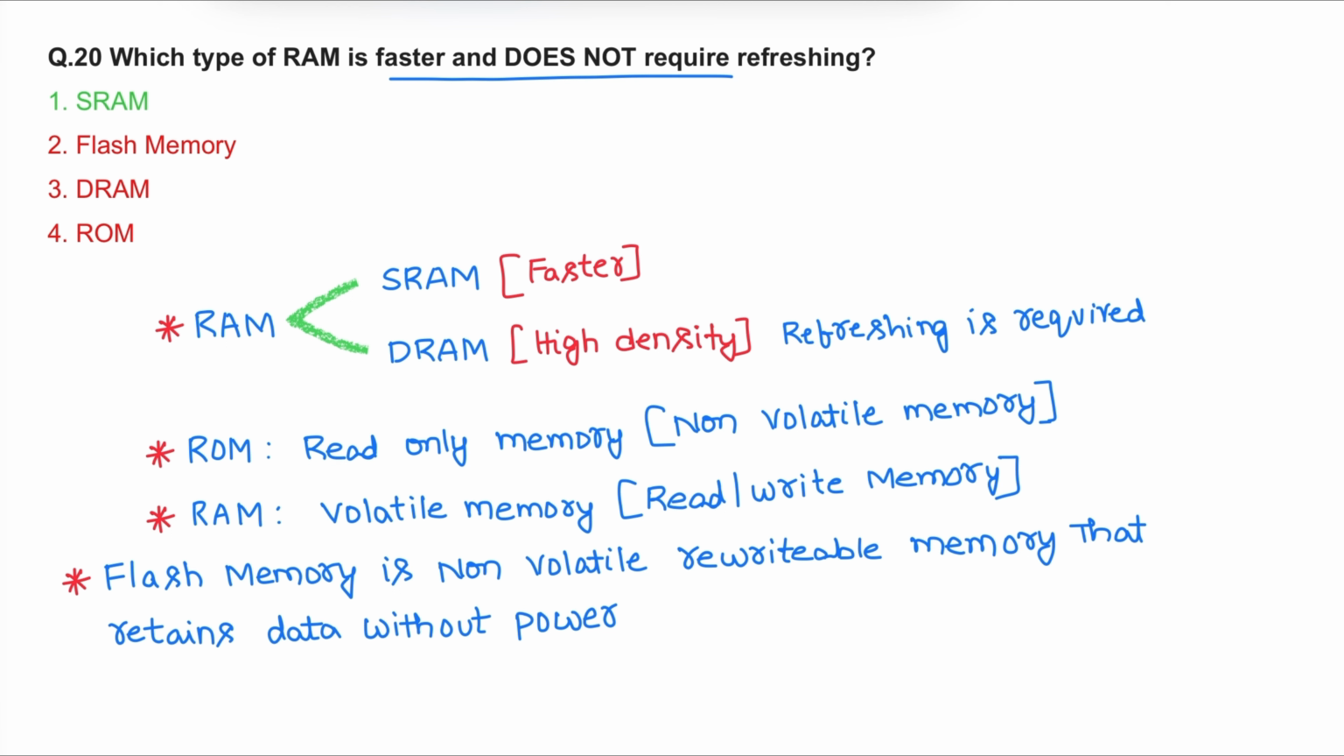ROM is read-only memory, which is a non-volatile memory. RAM is a volatile memory or read-write memory. Flash memory is also a non-volatile rewritable memory that retains data without power. So flash memory is also non-volatile. The correct answer is SRAM, static RAM, which is faster and does not require refreshing.